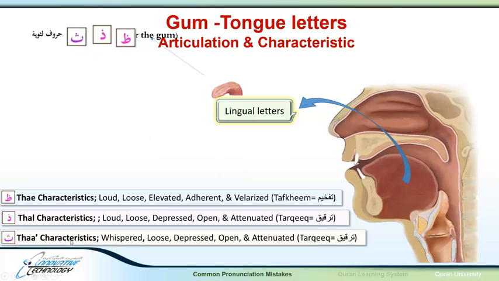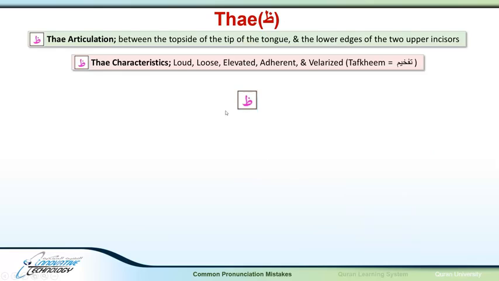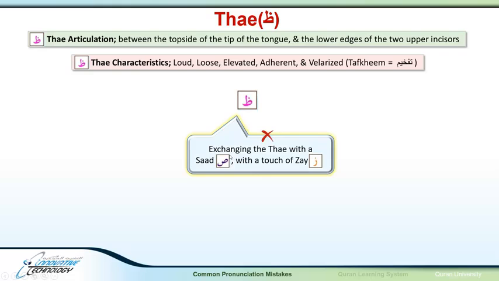The third letter is the fa. The fa is characterized by being whispered, loose, depressed, open, and attenuated. The dha has a single common mistake, but it's very common. This mistake is common with people who are learning Arabic for the first time, and as they start to pronounce Arabic, they find difficulty in pronouncing the dha. So they tend to exchange the dha with a sa or a zay, or a sa with a touch of a zay. Let's listen to the mistake.